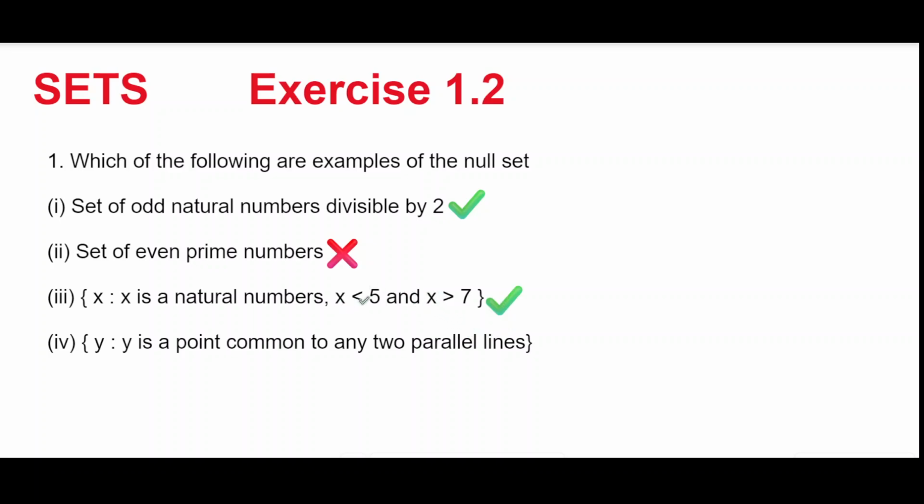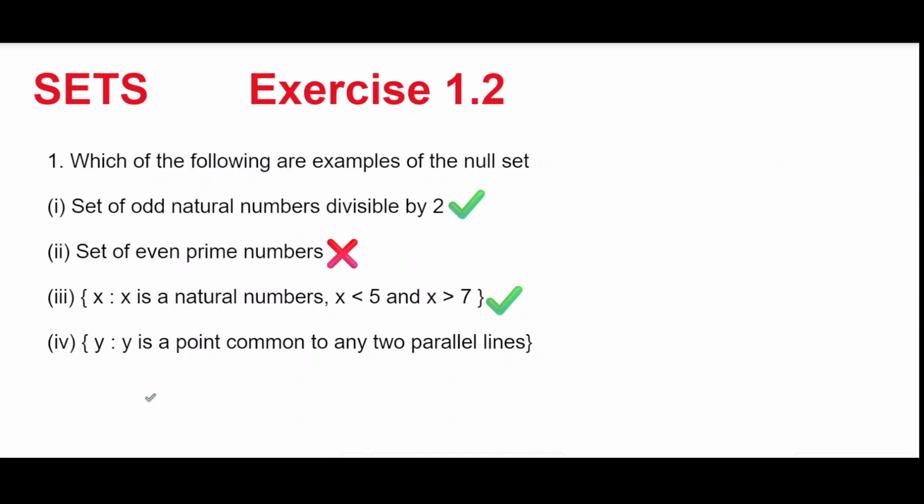If you want to write with the help of one condition, then you can take numbers less than 5, so that will not be a null set. If you take x greater than 7, that will not be a null set. But if you take both conditions given here, then it will be a null set, because you cannot take any number. If you write with the help of one condition, the other condition will break the rule.